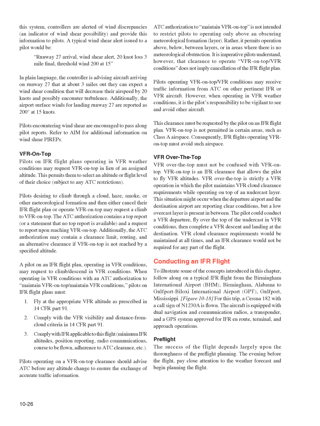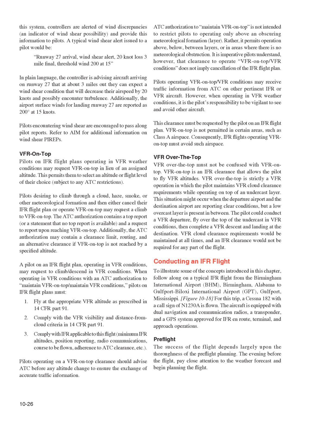VFR on top is not permitted in certain areas, such as Class A airspace. Consequently, IFR flights operating VFR on top must avoid such airspace. VFR over the top must not be confused with VFR on top. VFR on top is an IFR clearance that allows the pilot to fly VFR altitudes. VFR over the top is strictly a VFR operation in which the pilot maintains VFR cloud clearance requirements while operating on top of an undercast layer.